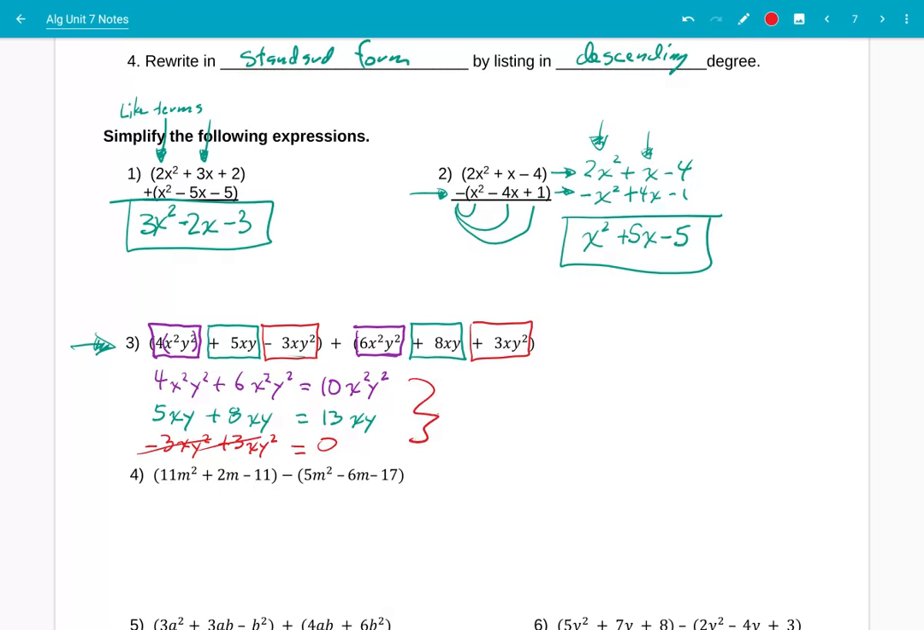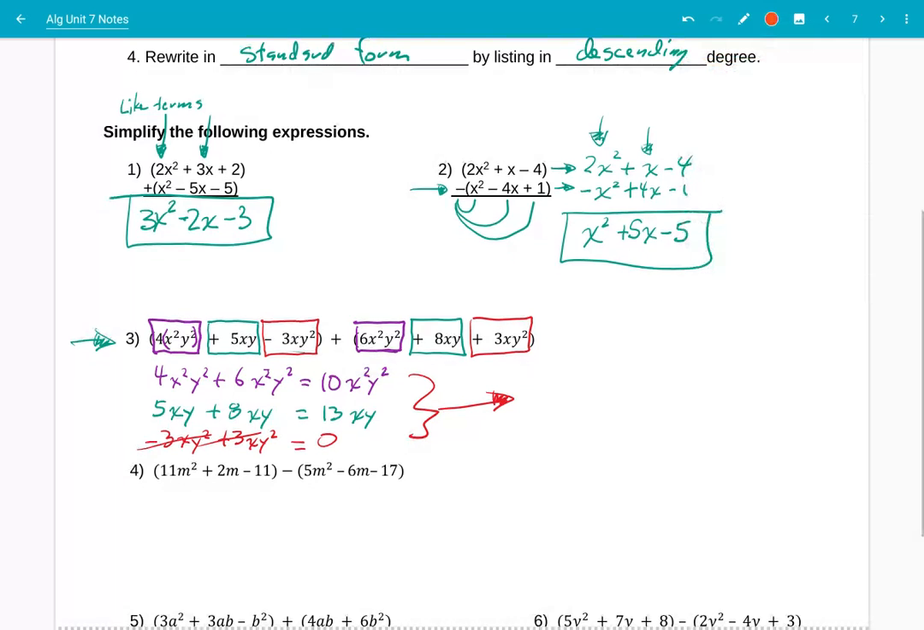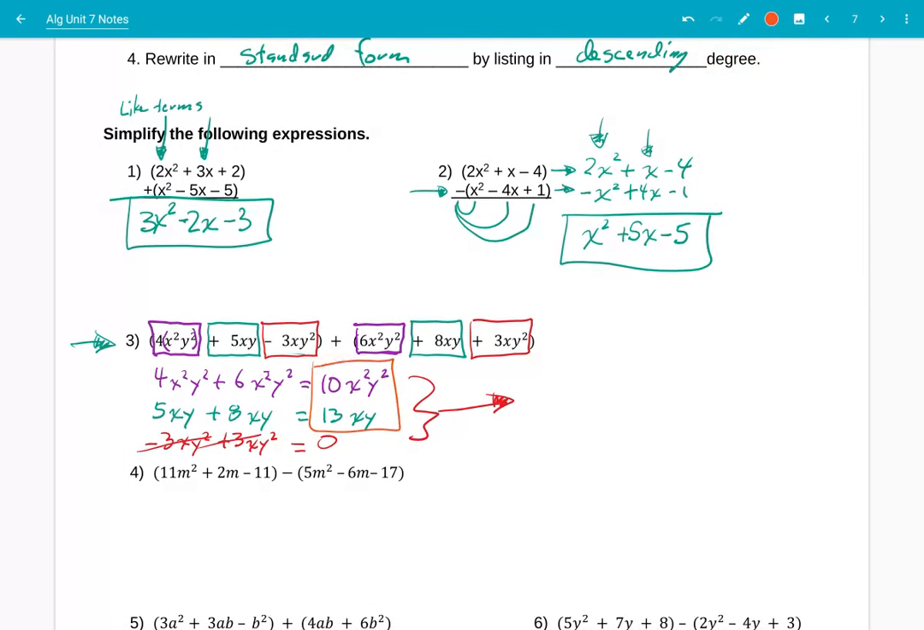So all of this, we can go over here and we'll rewrite it in orange. We're just going to write these pieces. That's all we have left. So 10x squared y squared plus 13xy. That is what we get right there. All right.